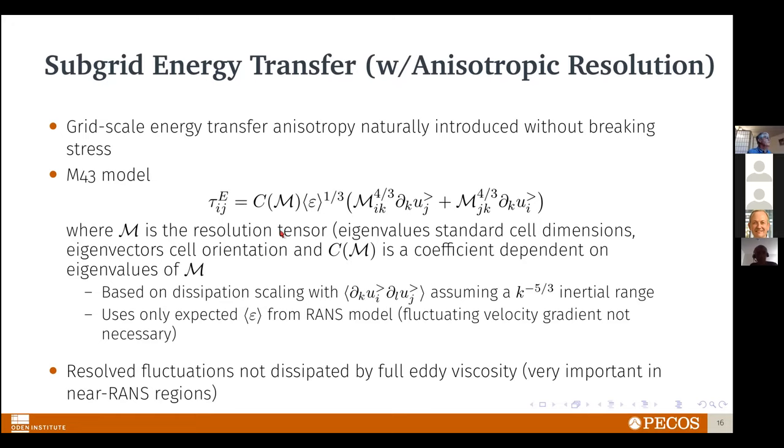Also notice that it's based on the expected value of epsilon, the dissipation rate, and that in the modeling paradigm we're talking about, we'll have that from a RANS model, and so we don't need to get length scales and time scales from the fluctuating velocity gradient. So that's our model, and this is quite a useful model.